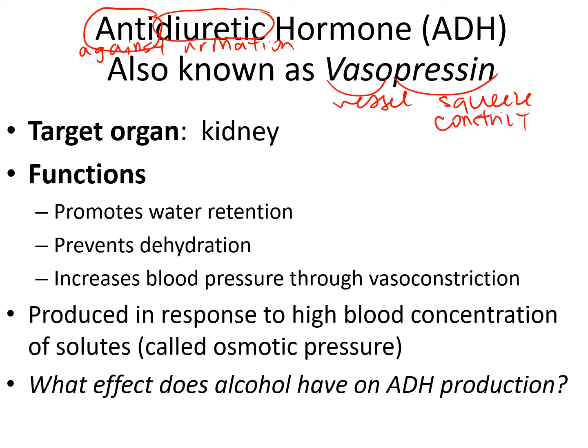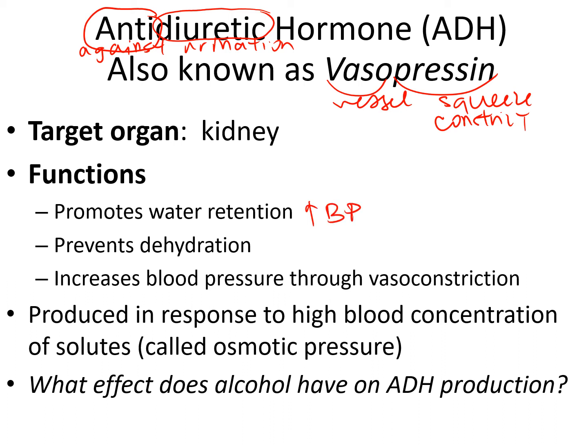Okay, so we're looking at a hormone that increases water retention by your kidneys, keeps you from drying out and being dehydrated, and increases blood pressure through vasoconstriction. So we know, and we'll learn later, that water is a big contributor to your blood pressure. So the more water you retain, the higher your blood pressure is going to go.